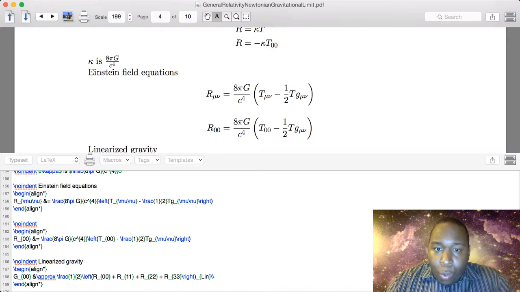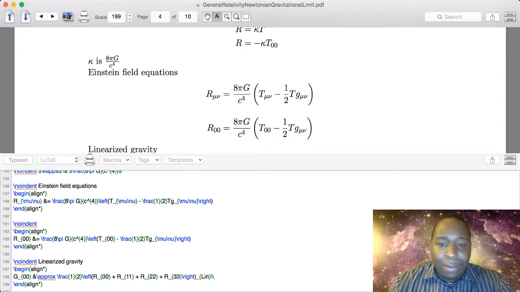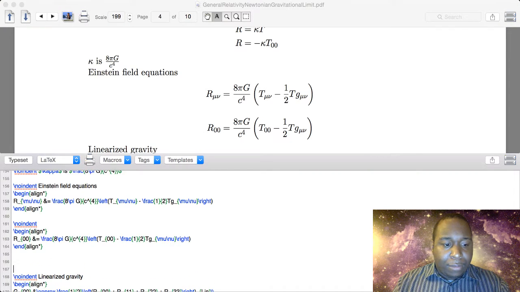But this still requires that we find out what that T is. It's the scalar value of our stress energy tensor, just like R is the scalar value of the Ricci curvature tensor. So solving for T, we end up getting the following.